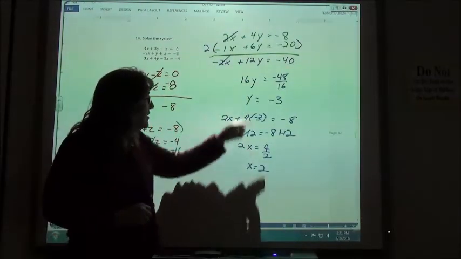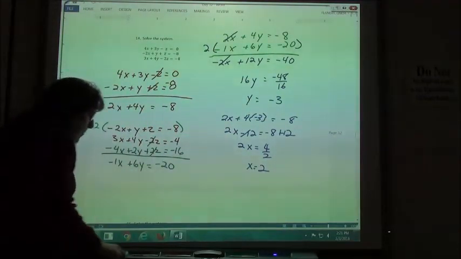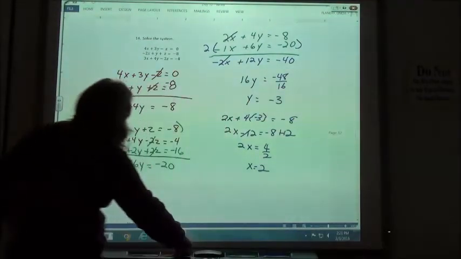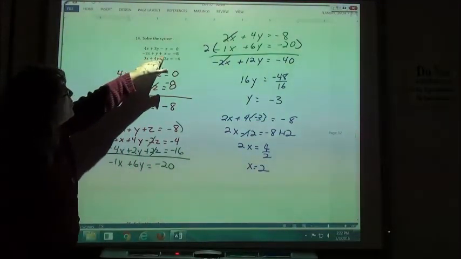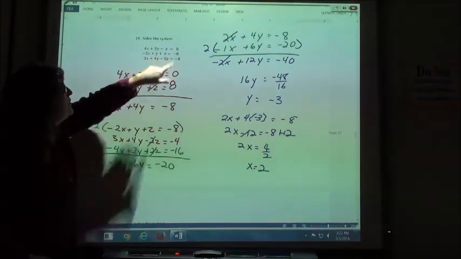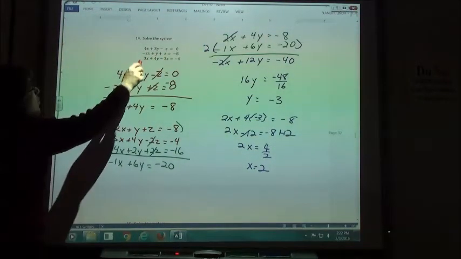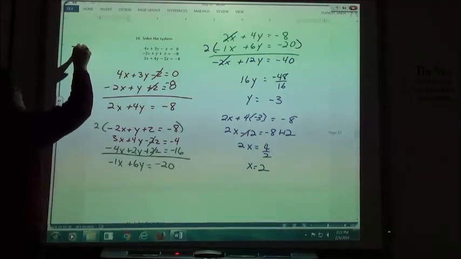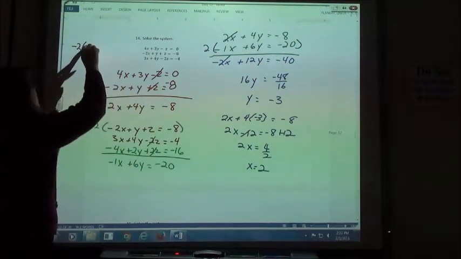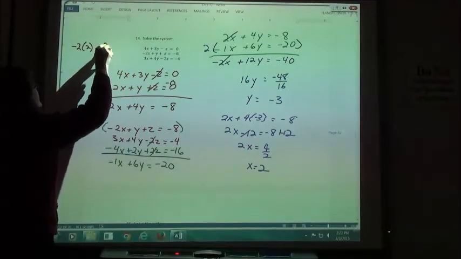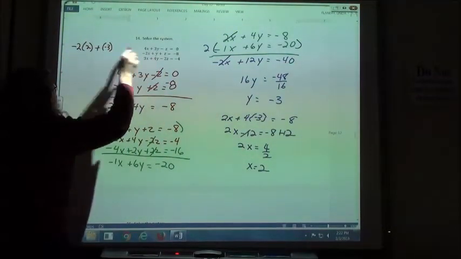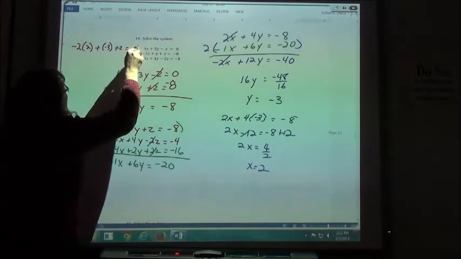So I found my x, I found my y, I still need to find my z. I can use any of these three equations. I'm going to use this one here in the middle because it looks a little easier to use. So I'm going to use the negative 2 times x, which is 2, plus the y, so plus a negative 3, plus z equals negative 8.